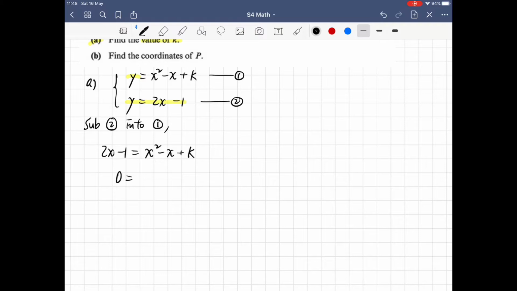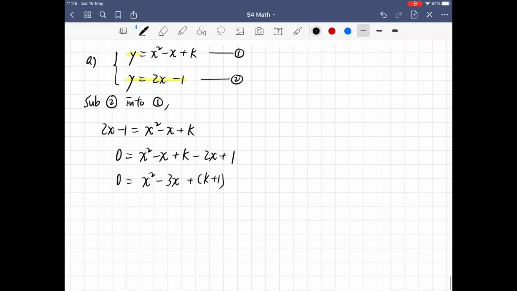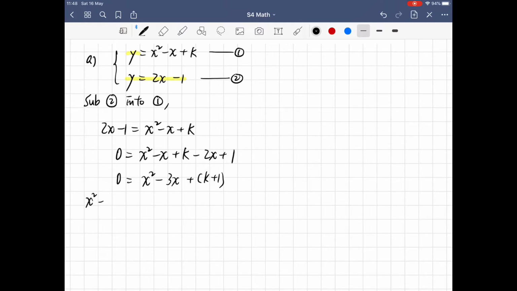We can then make one side 0 to form a quadratic equation, and we have x squared minus x plus k minus 2x plus 1. Then we can group the like terms, and we have x squared minus 3x plus k plus 1. Then we can rewrite it as x squared minus 3x plus k plus 1 equals 0. We have finished forming the quadratic equation.